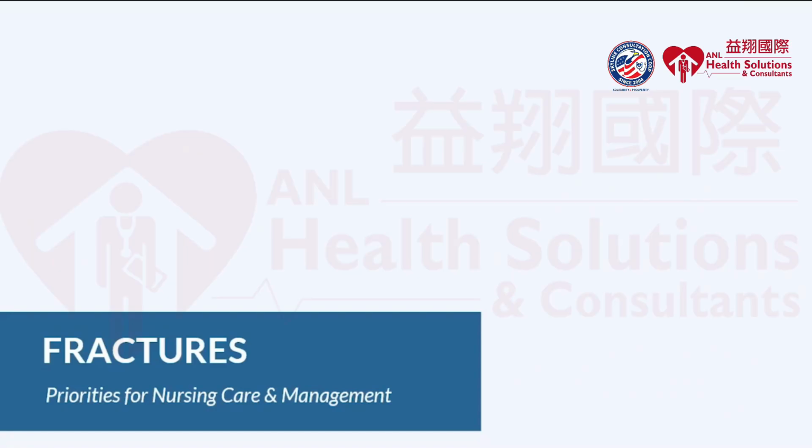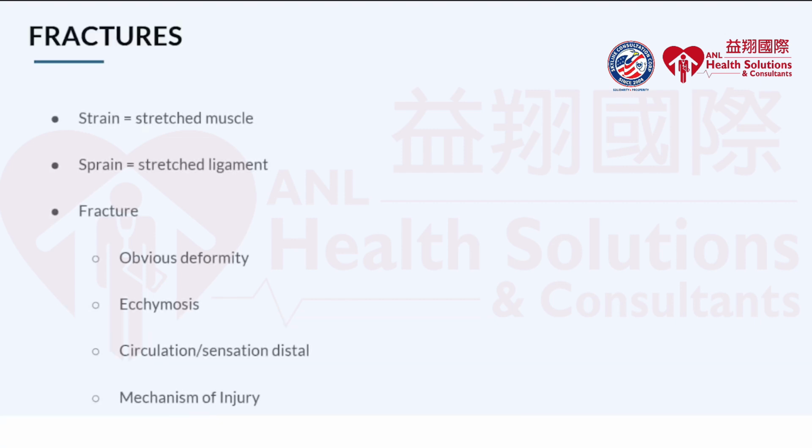All right, we're going to finish up our musculoskeletal course by talking about fractures and some of the common issues you see with these patients. So first, we want to be clear about the difference between a strain, a sprain, and a fracture. A strain is an overstretched muscle, while a sprain is an overstretched ligament. That's really the only difference between the two. Neither one involves any damage to the bone.